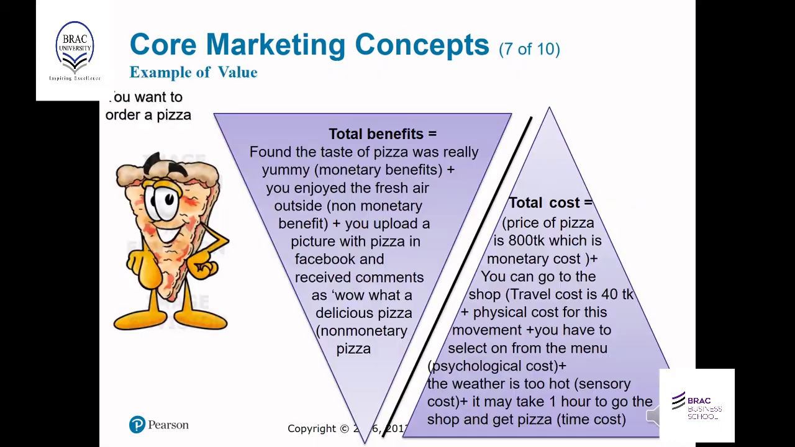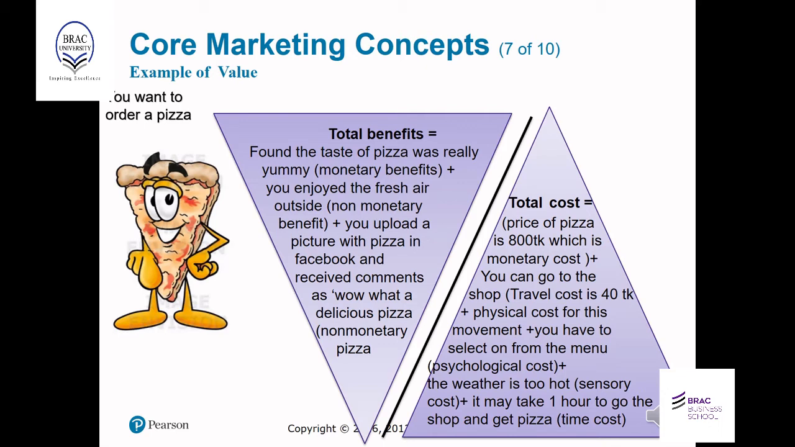So again, I am giving an example, then it will be easier for you to understand. Maybe consider that you want to purchase or order a pizza. So by purchasing a pizza, what are the benefits you are going to get, and what are the costs it may offer? So the benefits, after purchasing the pizza, you may find that the pizza was really yummy in taste. So that one could be your monetary benefit. You went to the shop, so you enjoy the fresh air. So that one will be your another, non-monetary benefit.